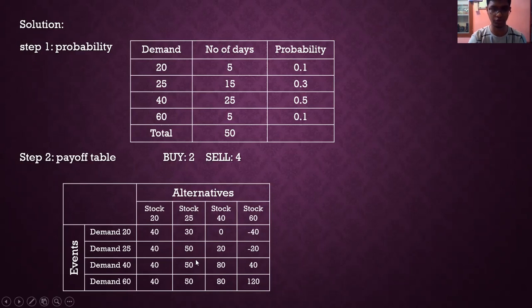So next we'll move to the next column. So here we have stock of 25 and demand of 25. So here the demand is equal to the stock we have. So no need to worry. We can sell the whole 25 and meet the whole demand of 25. For each unit we are getting a profit of 2. So 2 into 25 will give us 50. So that particular 50 we are writing here. So no need to worry, we got a profit.